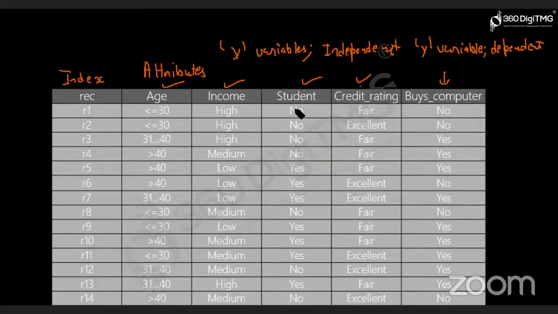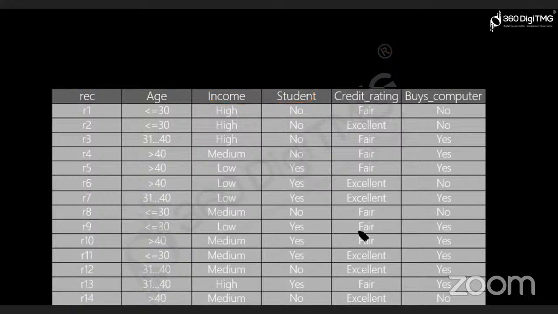We have already seen that when we take income and student as our attributes, we get 11 rules and 10 rules respectively. And this is just from 14 records. Just from 14 records, we are getting 10 possible rules and 11 possible rules. So what we try to do is reduce the complexity of our decision tree, and in order to reduce the complexity, we use information gain.